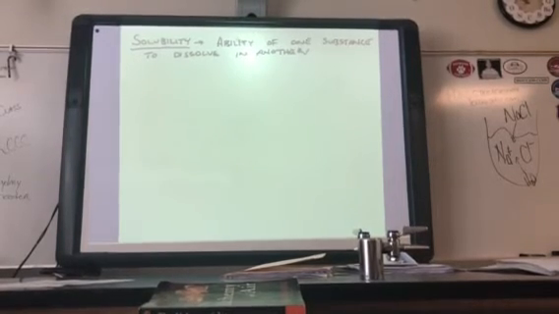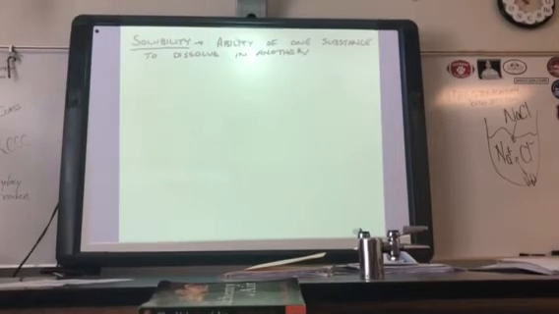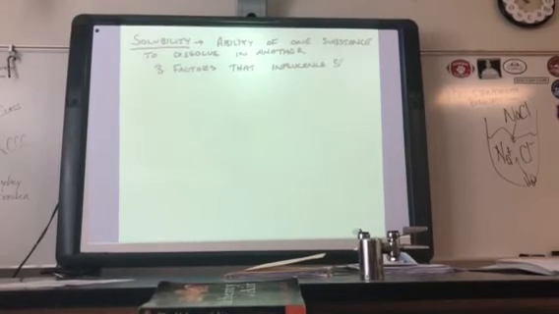So, solubility is dependent on three things, so we can get a substance to dissolve faster. Three factors that influence solubility.